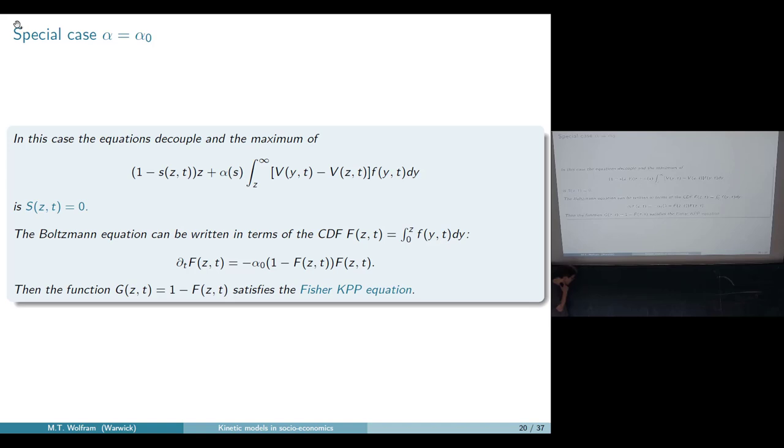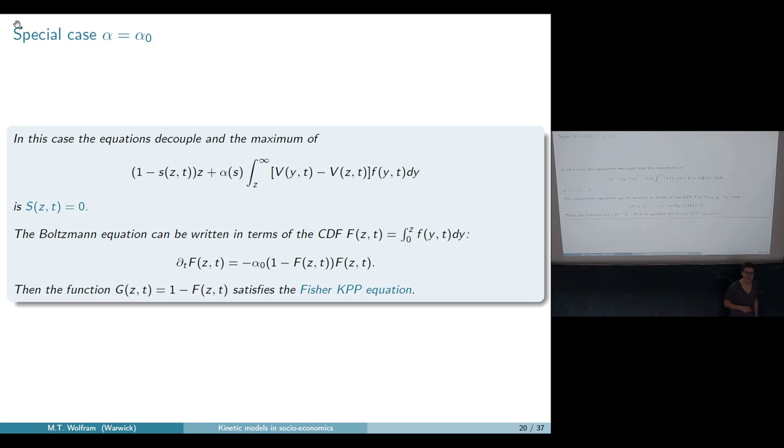Let's make life a bit easier at the beginning and say, what if everybody interacts at a constant rate? So we say that the function alpha is just a constant, so no coupling. So this S that we have is gone. Then the optimal time that I spend on learning is equal to zero, because I'm going to interact anyway. And your Boltzmann equation, you can write in the form of the cumulative distribution function. If you go back to your PDE classes, I guess, you define G, which is 1 minus F of z, and you have a Fisher-KPP equation.